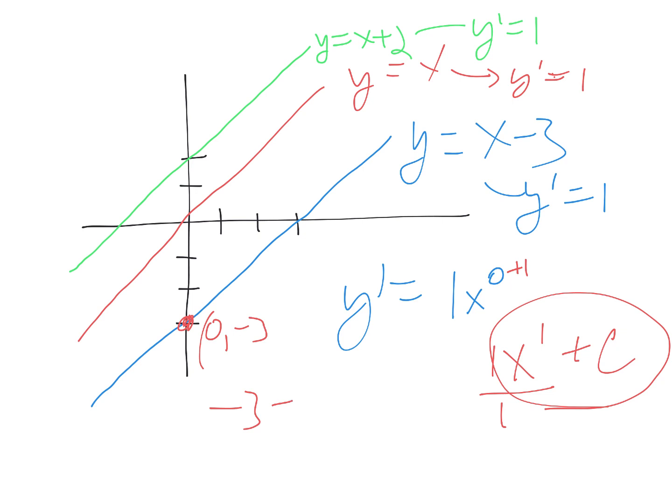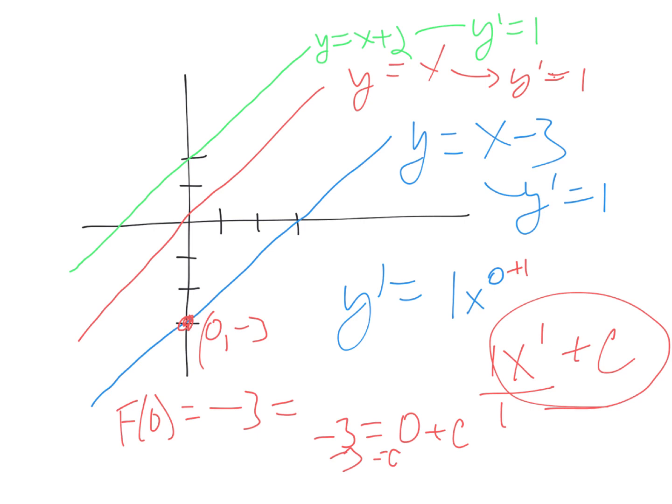So if I know that big F of 0 equals negative 3, meaning the antiderivative has a value of negative 3 at 0, then I can say negative 3 equals 0 plus a constant. So c equals negative 3. Okay, that's easy. But the same thing happens with something like this.